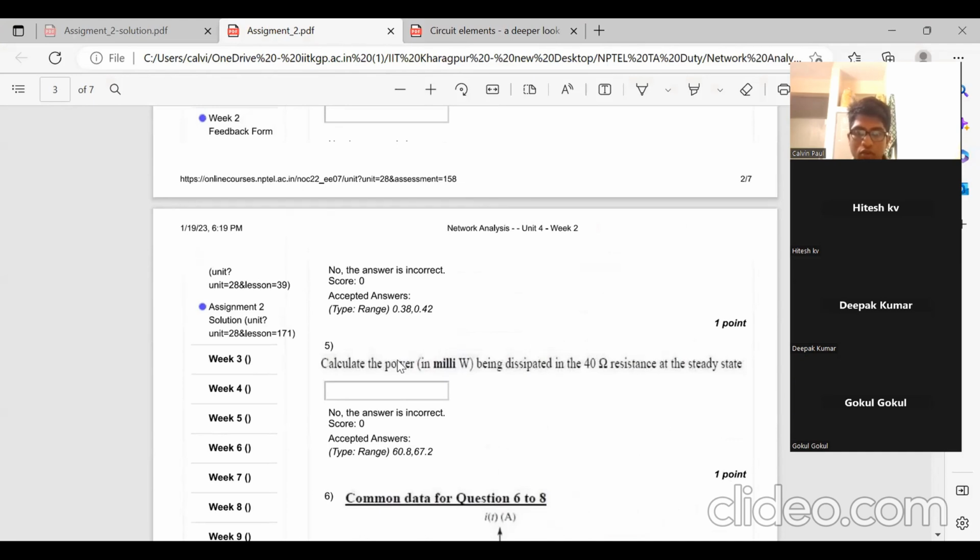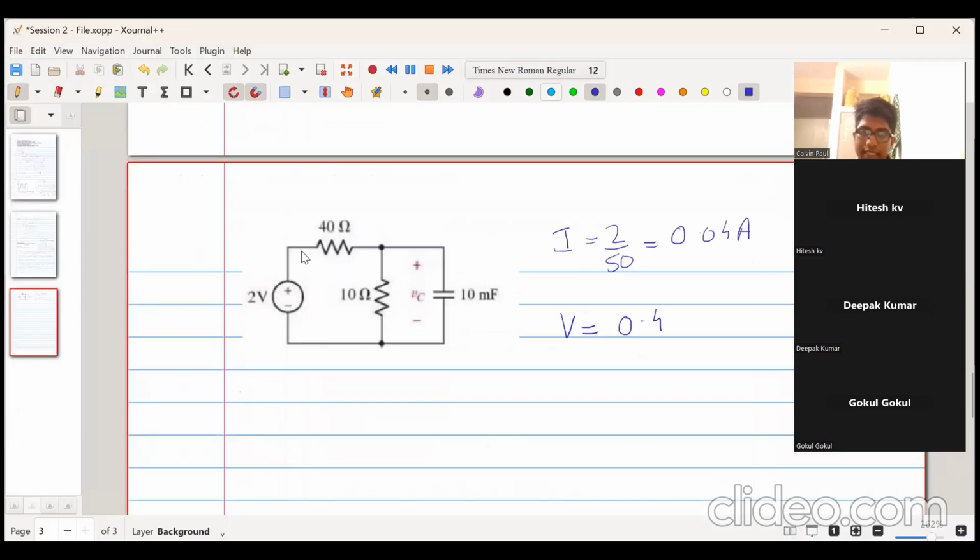So now we want to find the power in milliwatt being dissipated in the 40 ohm resistance at the steady state. So at steady state, you tell me how much power is being dissipated by the resistor. So how will you calculate that? I square R. Okay, so power is equal to I square R. What is I? I is 0.04 and resistor is 40. So do the calculation, what do you get?